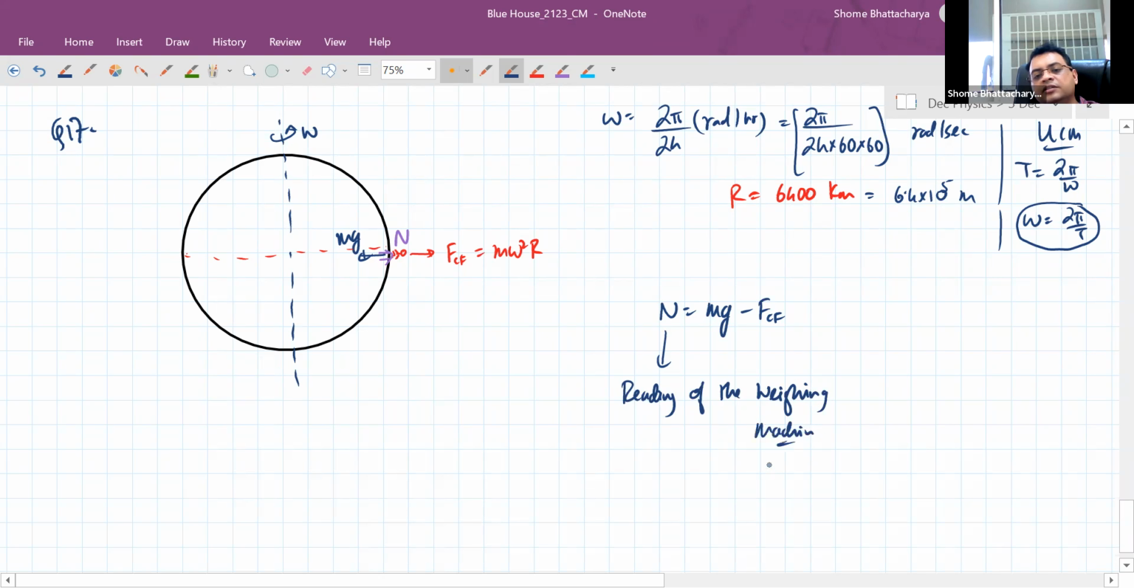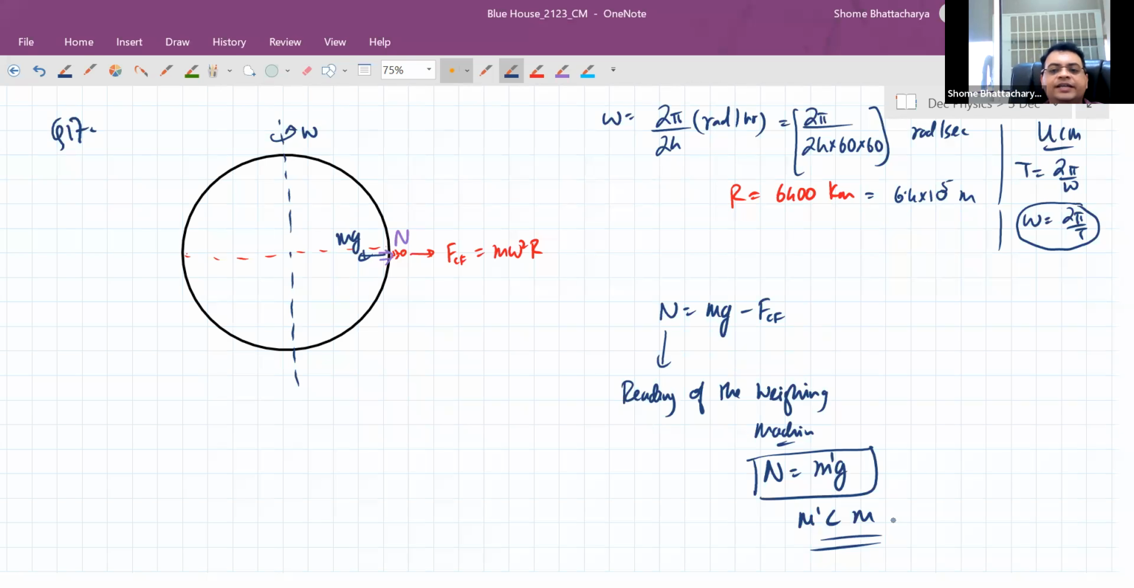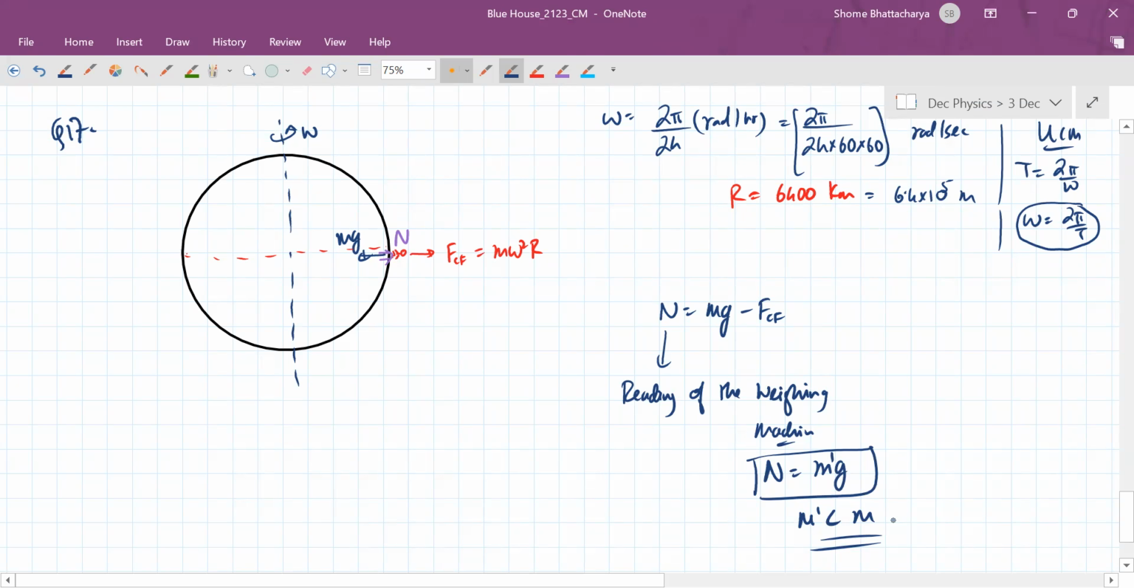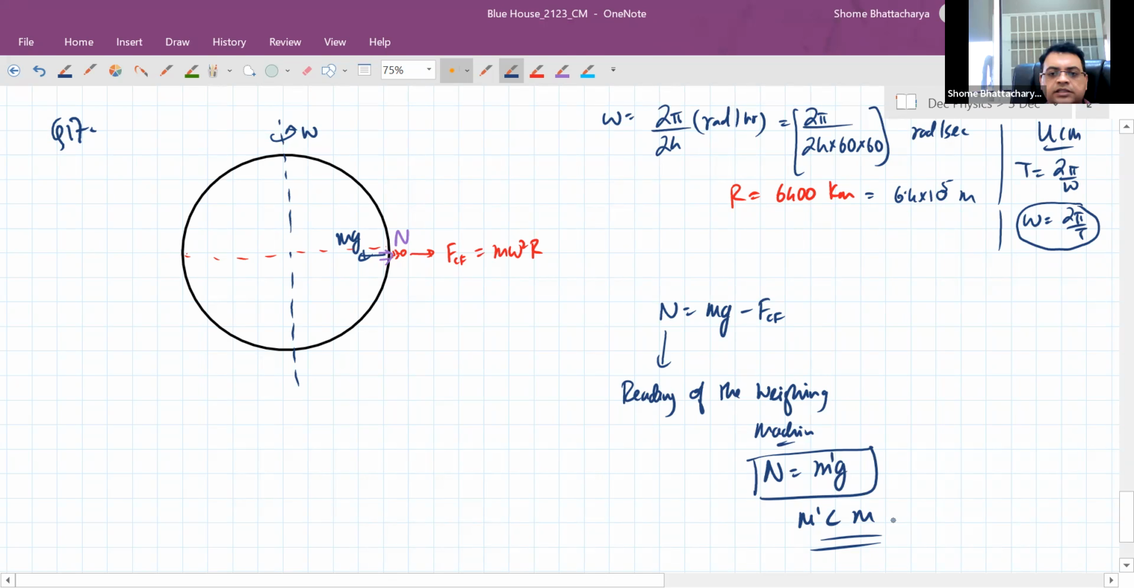The weighing machine will read the normal reaction as mass into g. So m prime will be less than the true mass. In fact, there is a technical flaw when we say that the weighing machine is reading your weight in so many kgs. It's actually reading your mass in that many kgs. It's expressing your weight divided by acceleration due to gravity in kgs instead of expressing the true weight in newtons. Anyhow, let's see what kind of difference we get actually over here.